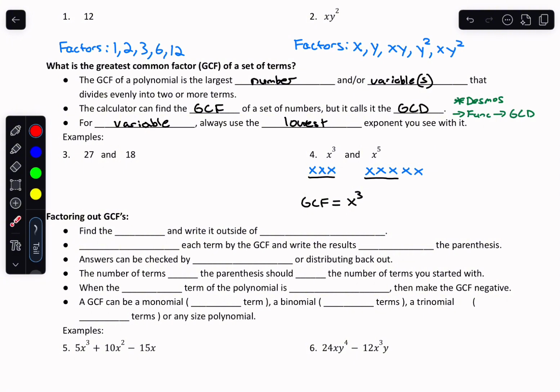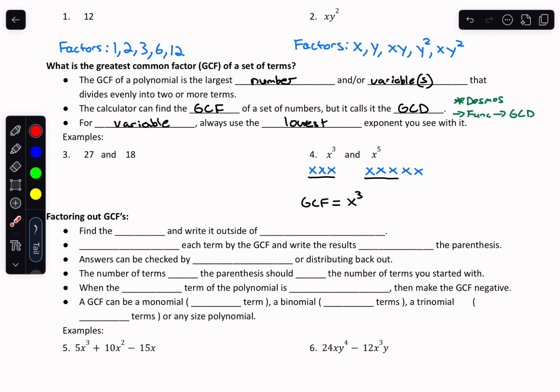But notice all we did is choose the lower exponent. So whenever you're finding the GCF of the variable terms, you're just going to look for the lowest exponent on that variable. Since 3 was less than 5, x cubed is the GCF of these x terms.